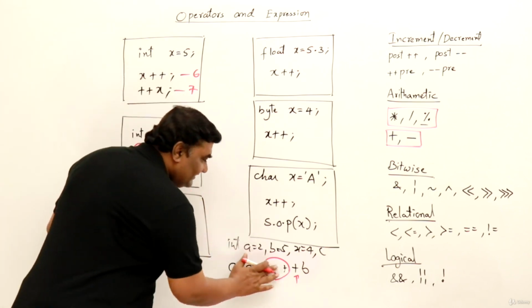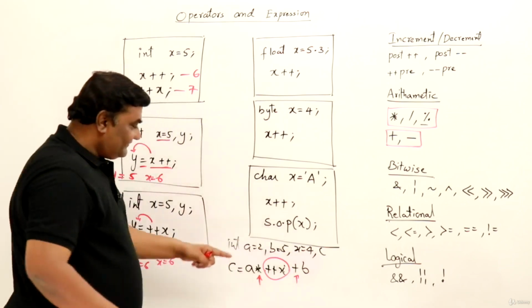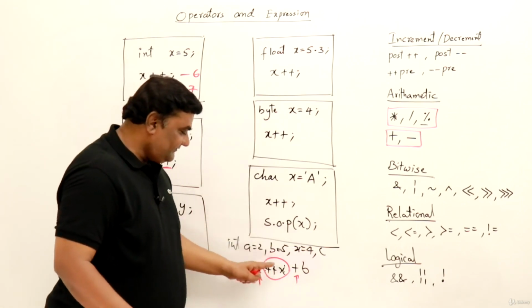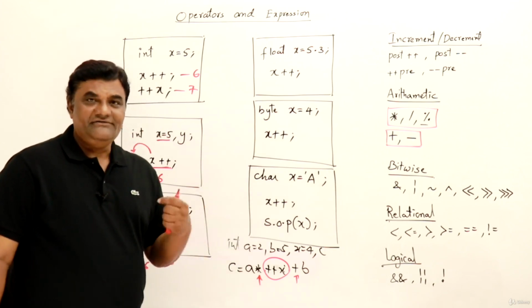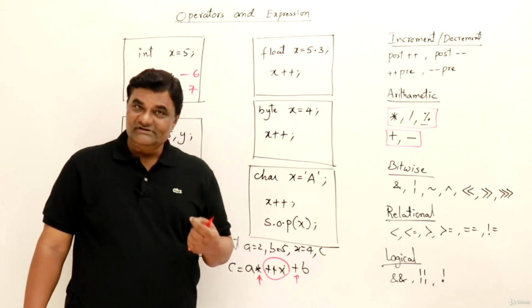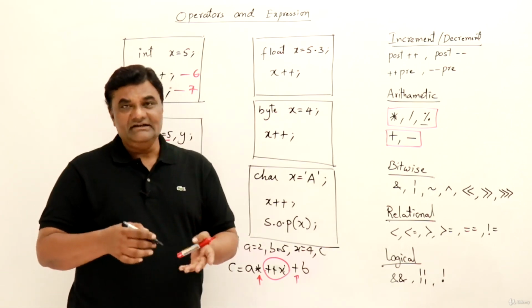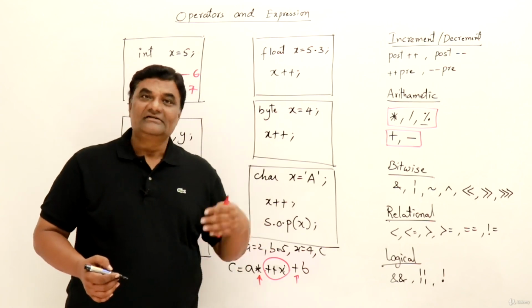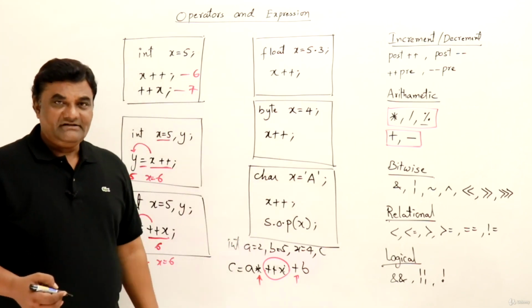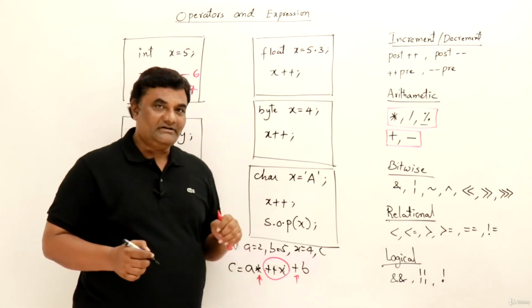If I change this and say plus plus x, then first x will increment, x will become 5, then 5 will be multiplied with a. So that is the difference. In an expression, wherever you are using that variable, if pre-increment is used, then it is incremented and then the value is utilized. With post increment, first it is utilized, then the value is incremented. This is the difference between pre and post increment decrement operators.